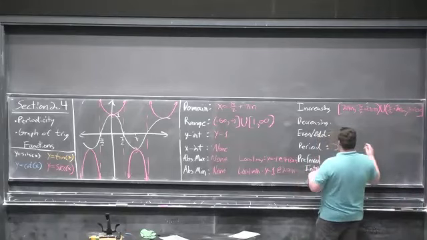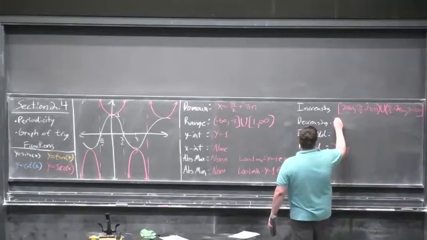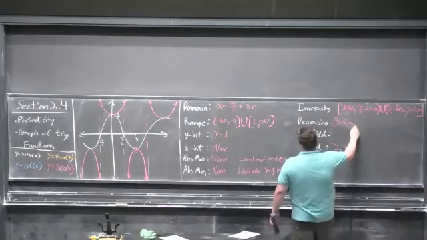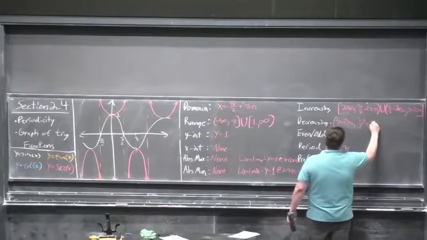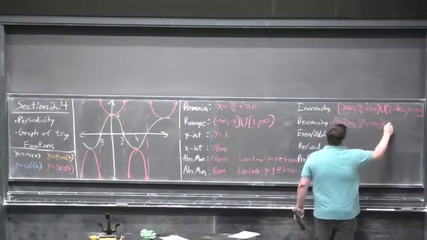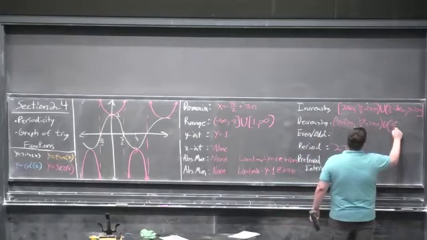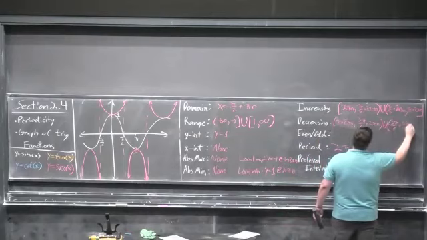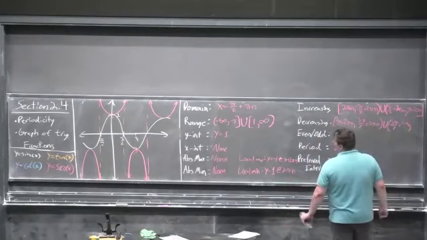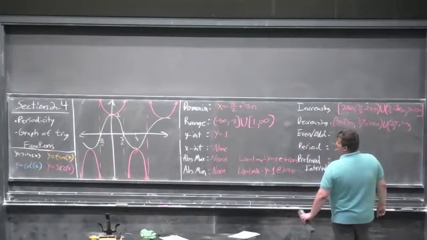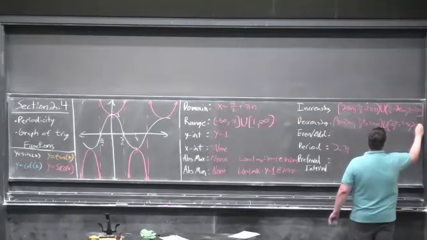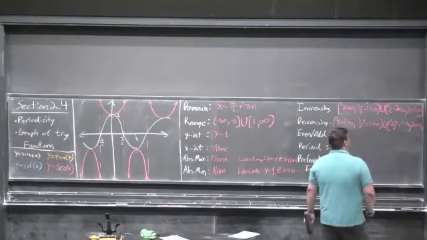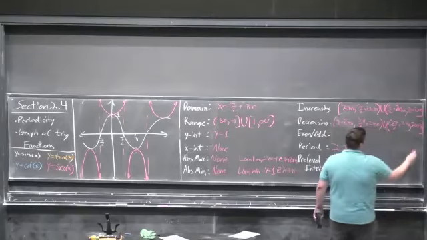Decreasing is everywhere where we're not increasing that we're defined. So that would be from pi plus 2 pi n to 3 pi over 2 plus 2 pi n in union with 3 pi over 2 plus 2 pi n to the point 2 pi, 2 pi plus 2 pi n. And including, so we're going to put a bracket there.